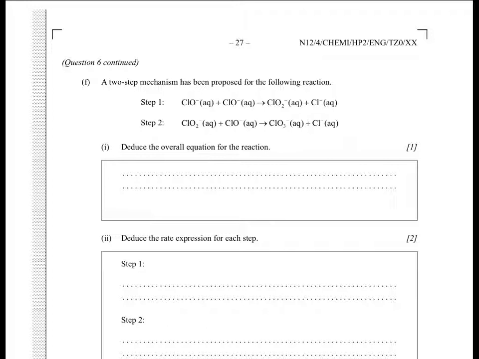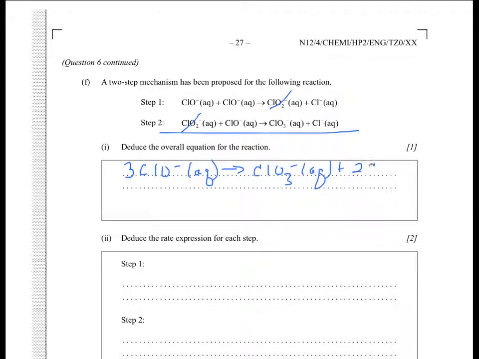Okay, so deducing the overall equation for the reaction, basically you just add them up. Let's see, these two cancel, and I end up with 3 ClO negative aqueous going to ClO3 negative aqueous plus 2 chloride ions.